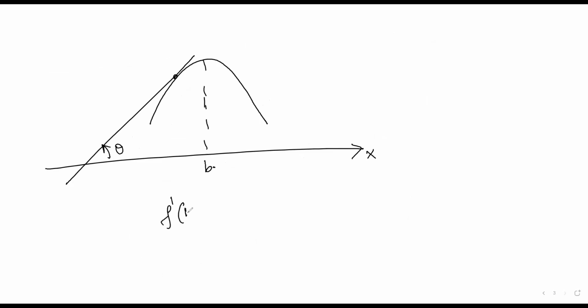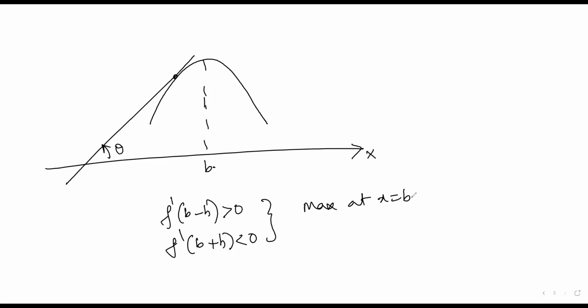So f dash of b minus h is greater than 0, positive to negative. B plus h, that means first increased and then decreased, that means what? You get maximum at x equal to b. Like that. This is called local because this is only local. What is then absolute? So you have a curve like this, and then like this.